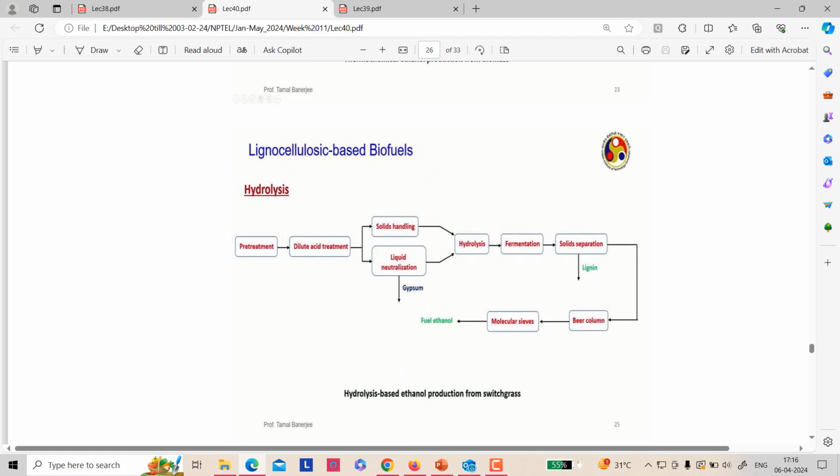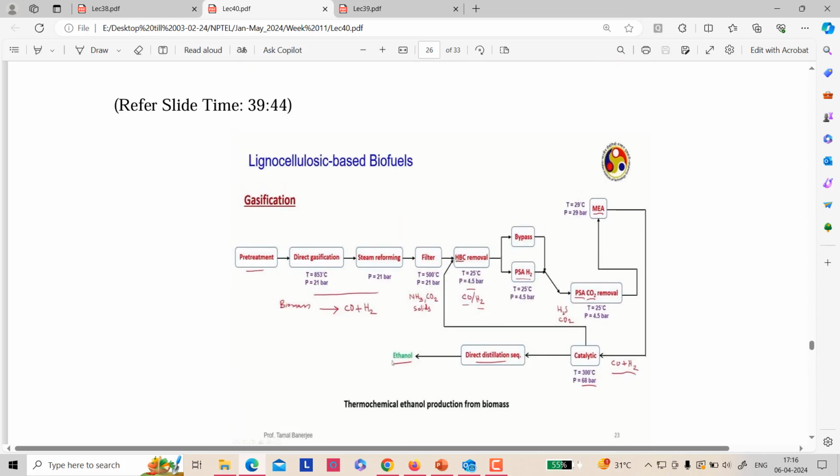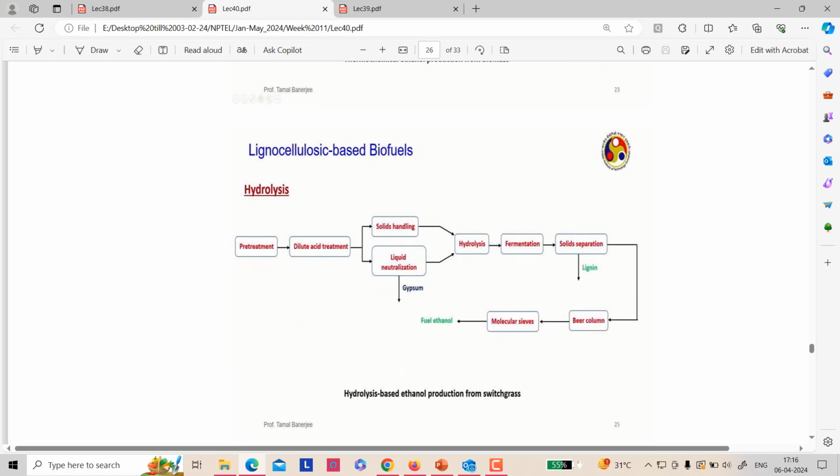So this is a thermochemical process where gasification is used. Next is the hydrolysis. Here pre-treatment, dilute acid treatment, happens, and both solids handling and liquid utilization happen, and then it goes to the hydrolysis section. Then next comes the fermentation, next the solid separation, and from the solid separation lignin is separated and the rest of the products go into the beer column. Then the molecular sieve and the fuel ethanol is achieved. This is the hydrolysis with ethanol production from switchgrass.